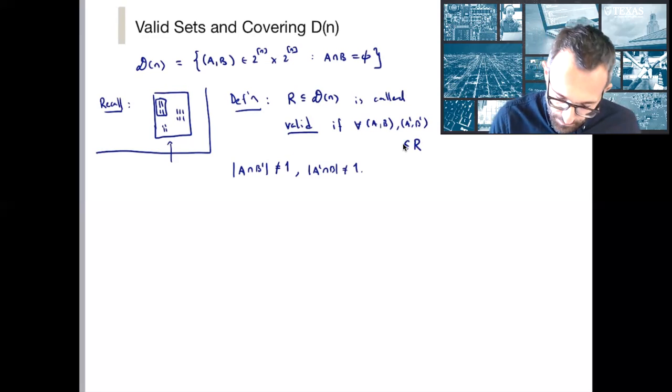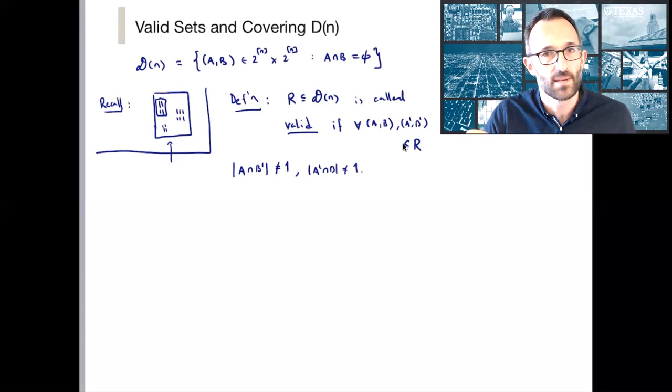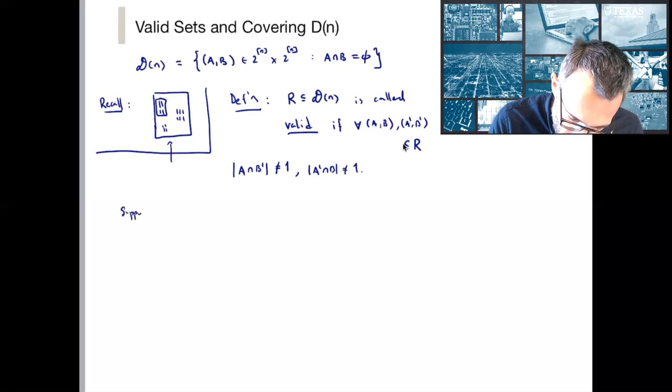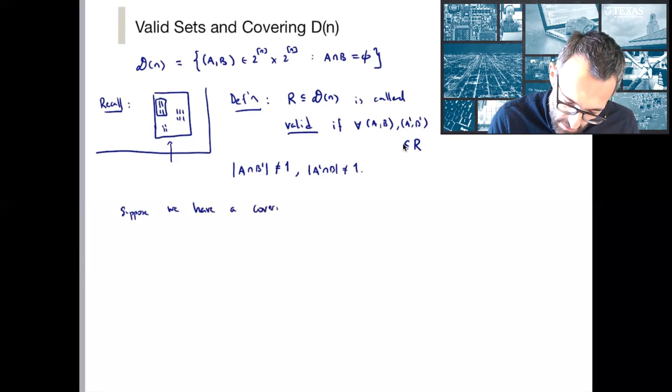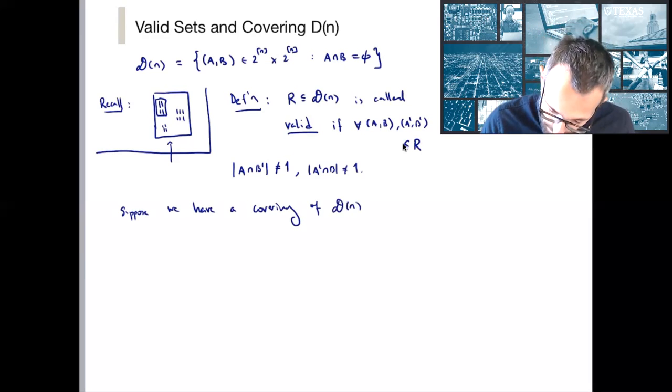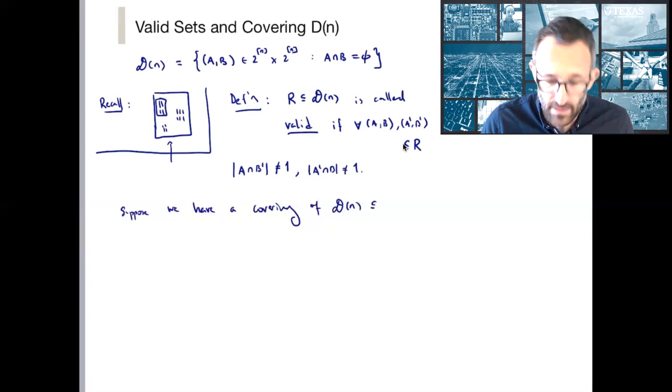So let me explain. Again, you should keep in mind our example with covering the matrix of FV with blocks. So suppose we have a covering of D of n with R valid sets. So in other words, D of n is contained, and actually it would be an equality since a valid set is a subset of D of n.